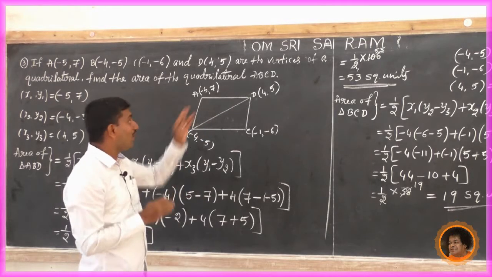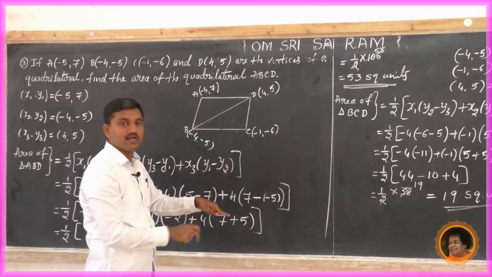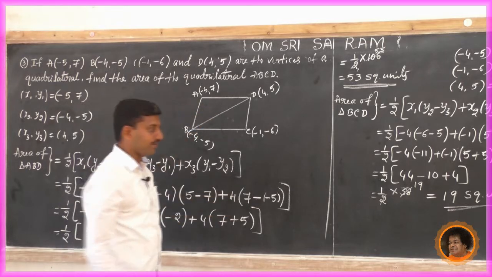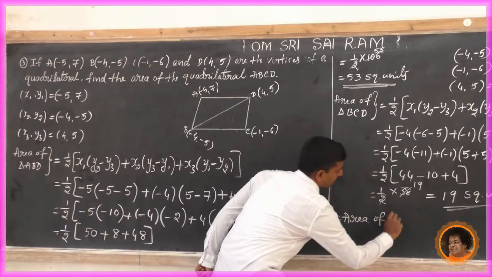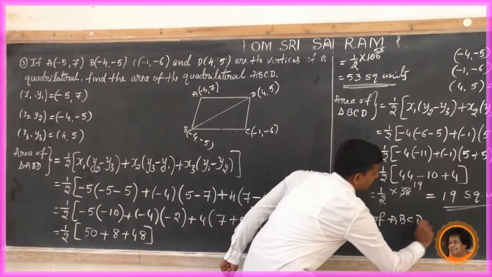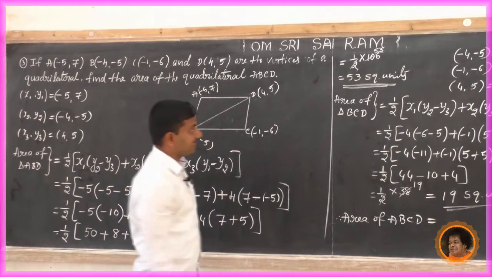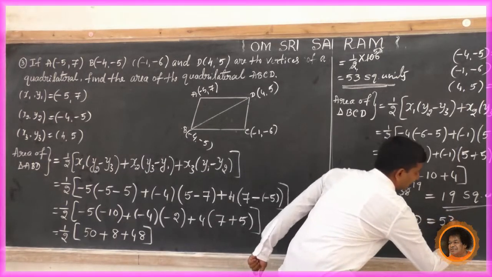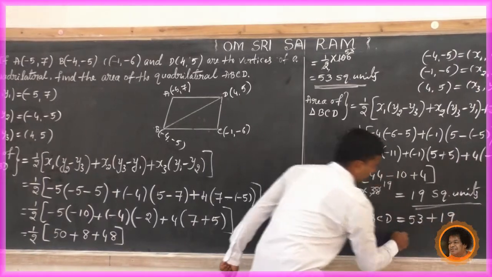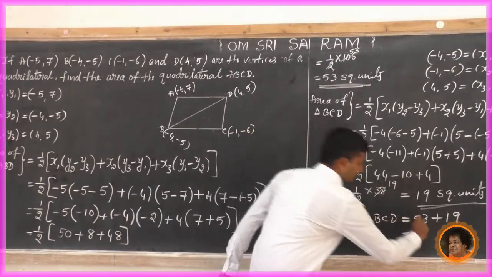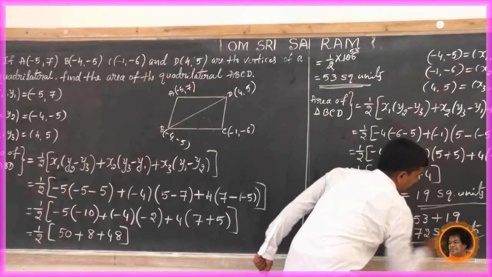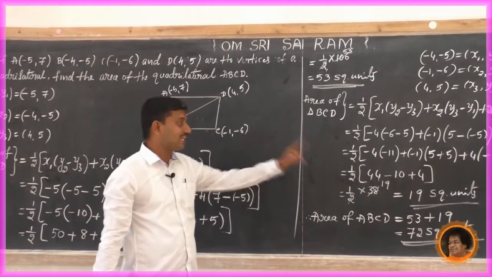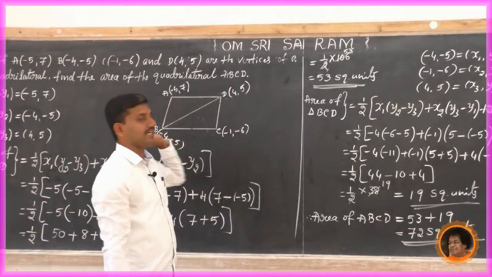So what is the area of the quadrilateral ABCD? Their sum is the area of the quadrilateral ABCD. Therefore, area of the quadrilateral ABCD equals 53 plus 19, that is 72 square units. So this is the area of the quadrilateral ABCD. So I think it is clear.